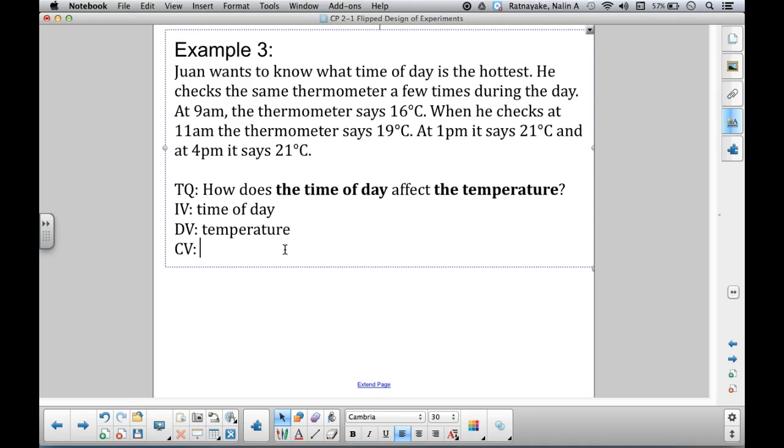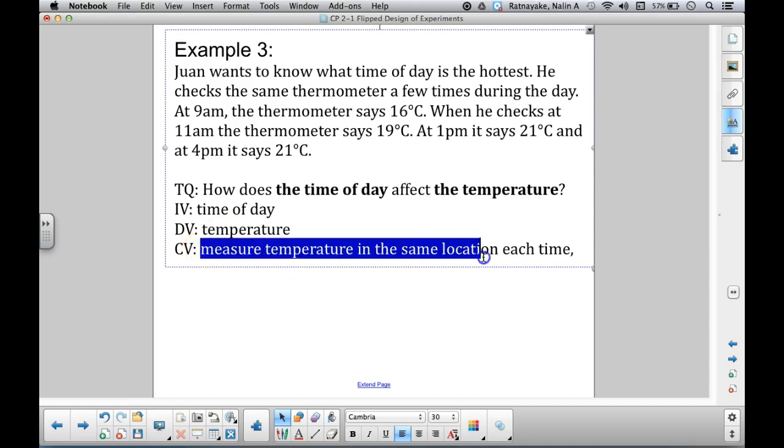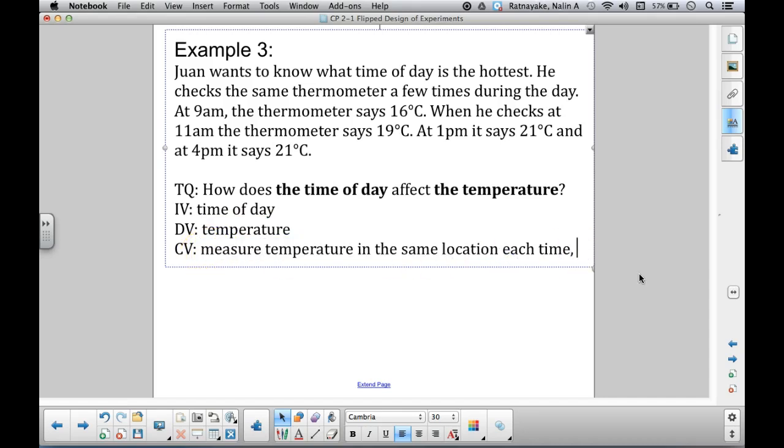Well, let's see. I should probably measure temperature in the same location each time. Because if I didn't, what if there's a hotter room in a building? And you all know my classroom is pretty hot, temperature-wise. So if we measured once in my classroom and then went all the way across the school to the cooler side of the school and made some measurements over there, that's going to screw up my data. I wouldn't actually be looking at the pure effect of time of day on temperature. I would be confounding my data. I would be confusing it with something else, the effect of location, which would be a different testable question.